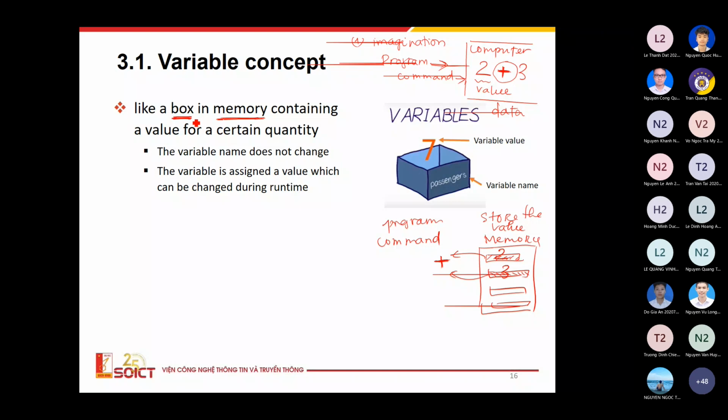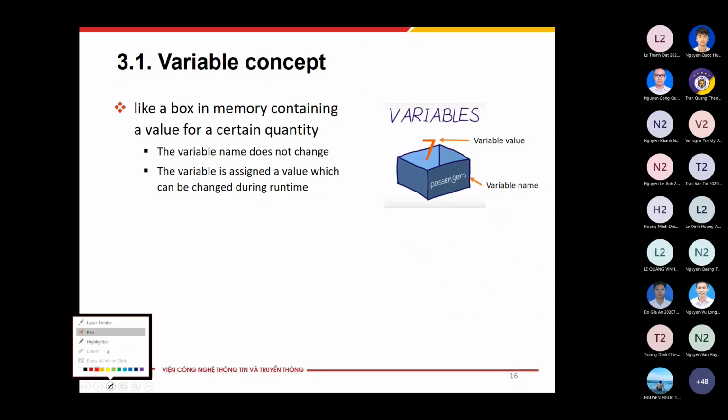Okay, so a variable is just like a box in the memory that you can use to store a certain quantity. When you have to work with some data, you will use a box in the memory to store this data. Okay, it's just a box in the memory to store the data, for example.